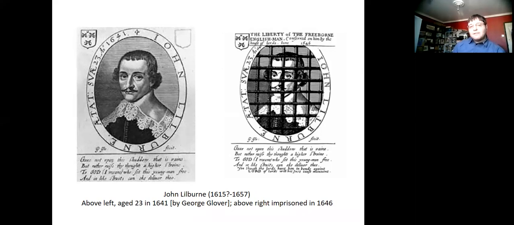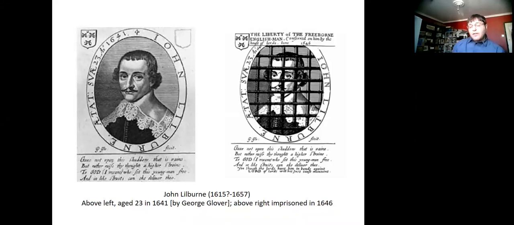And so on this basis, Lilburne says that the House of Lords have no authority to try him, and he can only be tried by commoners. And they also advocated religious toleration. This is particularly important, as we'll see in a moment, because many of them have a radical sectarian background.